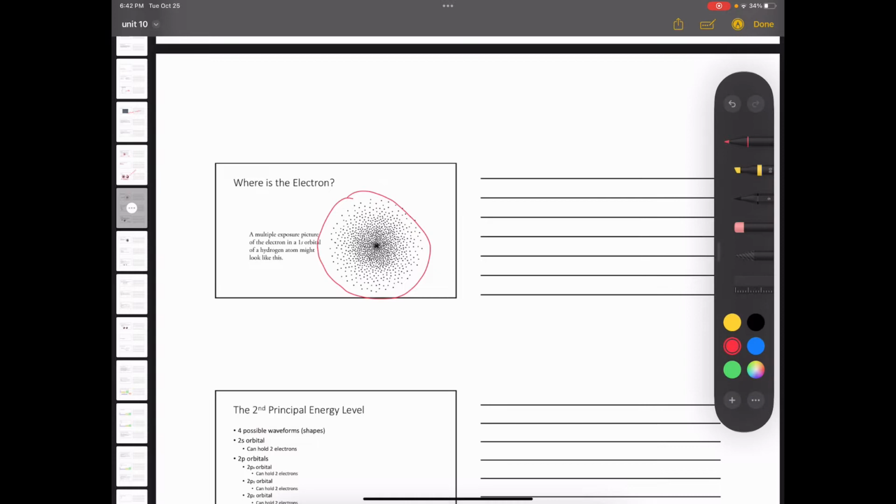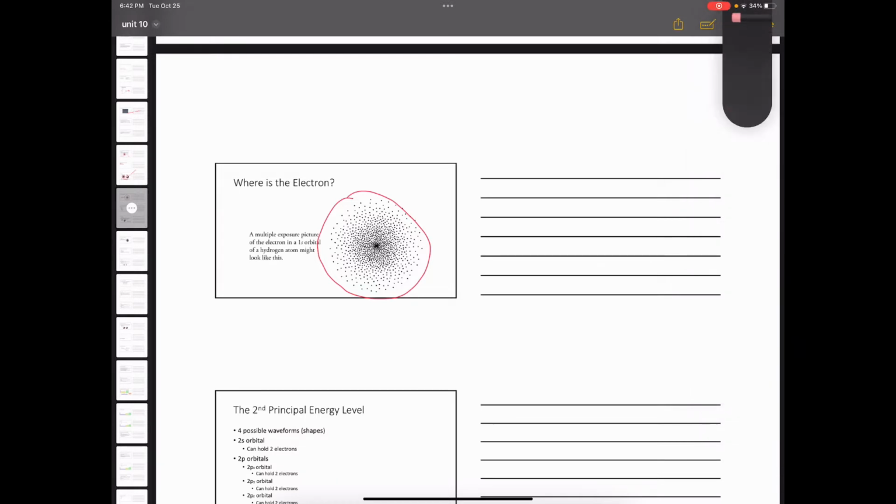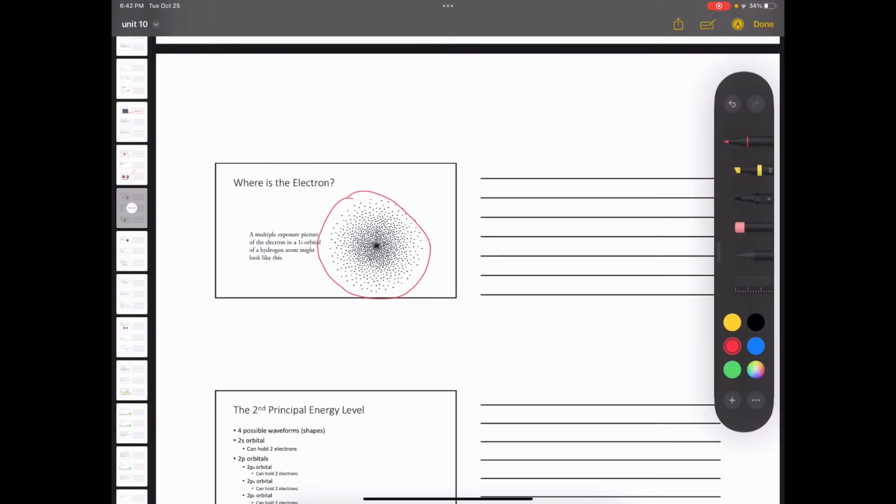A multiple exposure picture of the electron in the 1s orbital of a hydrogen atom might look like this, which you have tiny dots of the electron. That is, by the way, a single electron. This is not multiple electrons. This is the same electron, one single electron of the hydrogen atom that is sitting in the 1s orbital. So this is the electron of the hydrogen atom in the 1s orbital.